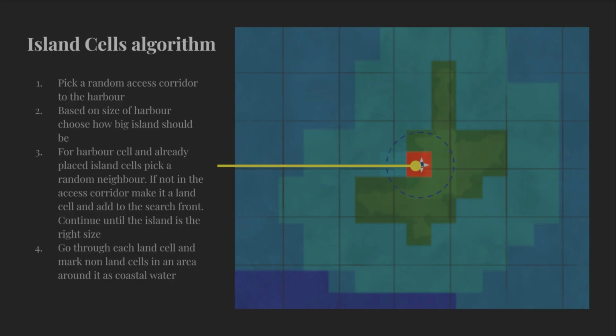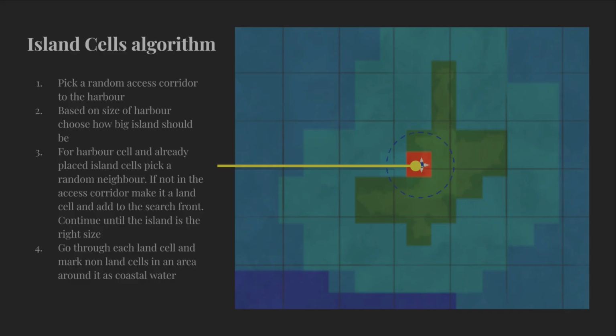First, the algorithm picks an access corridor to the harbor so the player can access it, and we won't spawn any land cells there. Then we pick a random cell next to the harbor and make that land, and then we grow land cells out from those cells that have already been placed, where we favor cells close to the harbor first. This is to make sure we don't get long, spindly islands that would be annoying to sail around.